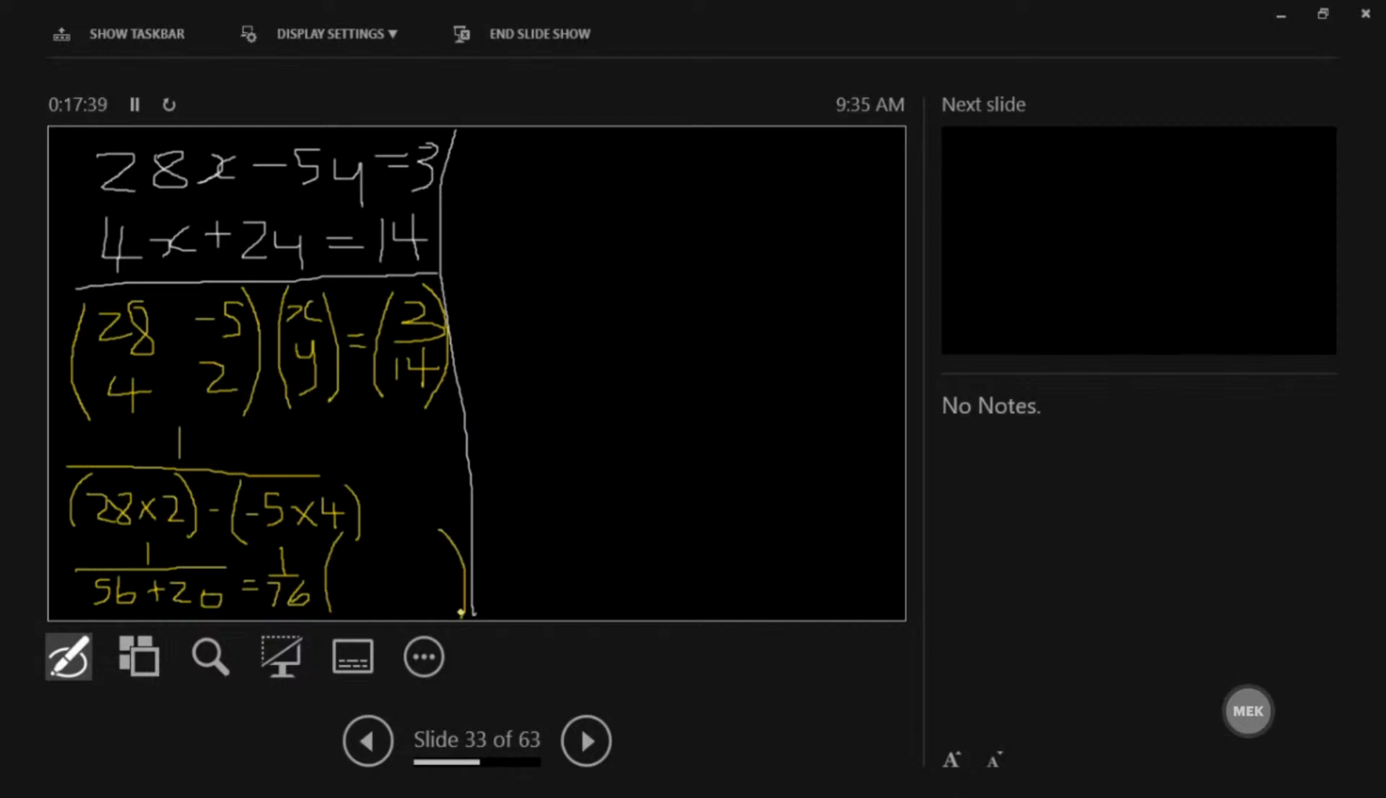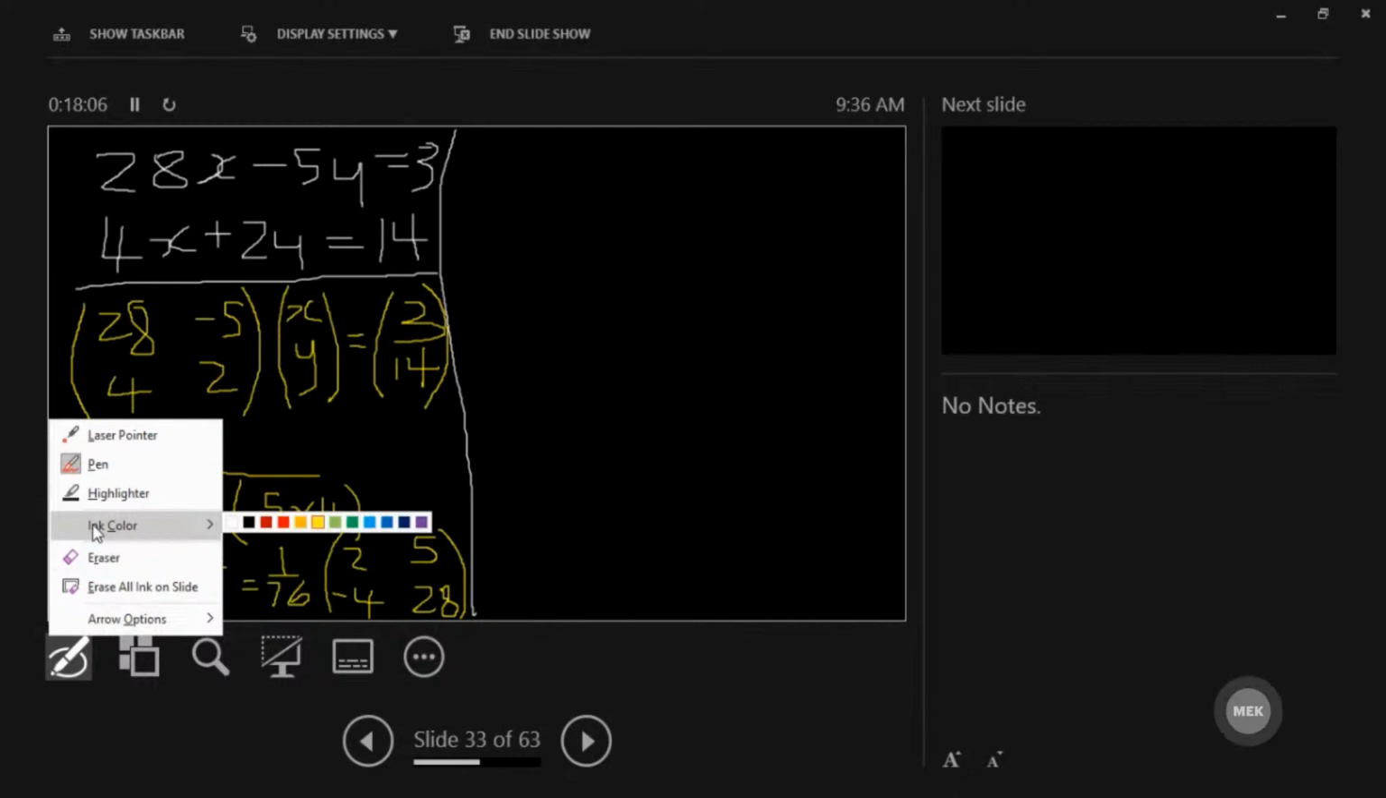And we're going to multiply that by the adjoint. Now the adjoint is to switch places with the a and d. So the 2 would come here, the 28 would go there. And we're going to change the sign of the b and the c. So this would now be a +5 and a -4. So this is the inverse, 1 over the determinant times the adjoint.